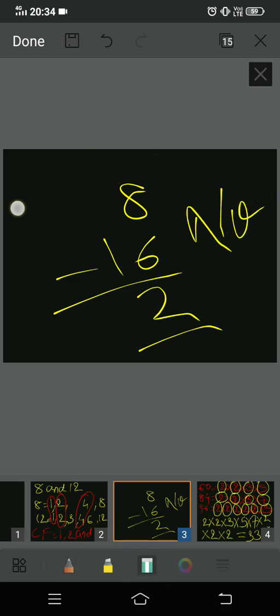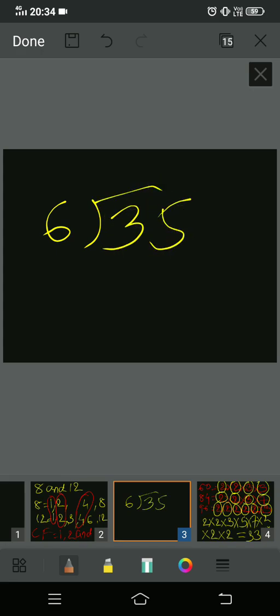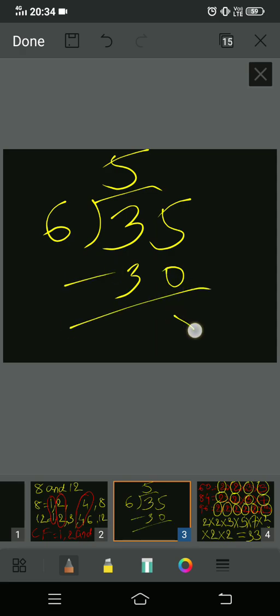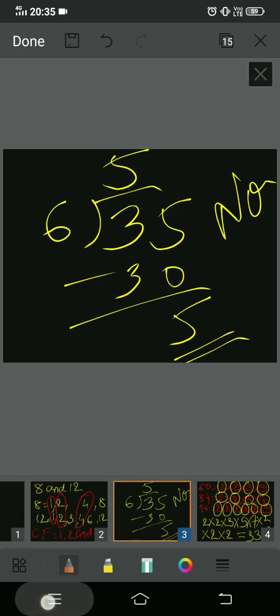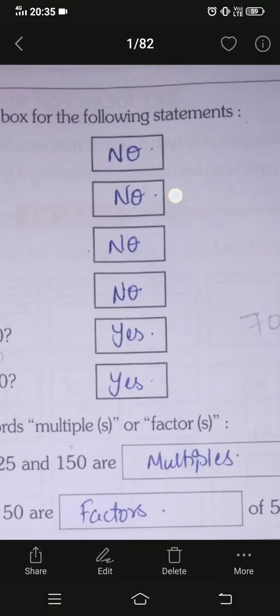Okay, and before that the number was 35 and 6. If you see 35, 6 5s are 30 and the remainder is 1. So that is why the answer was no in the above cases. No, no, no, no.